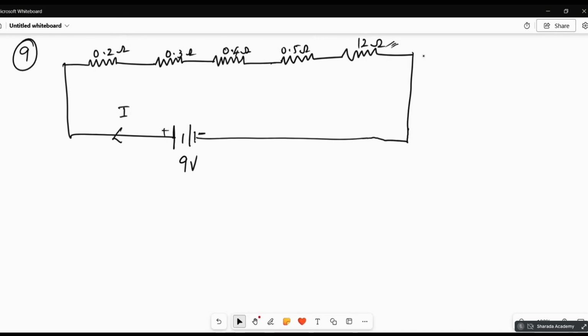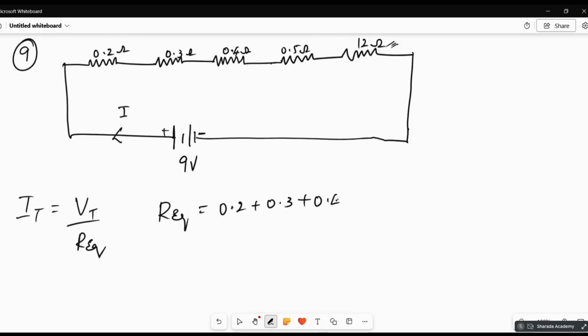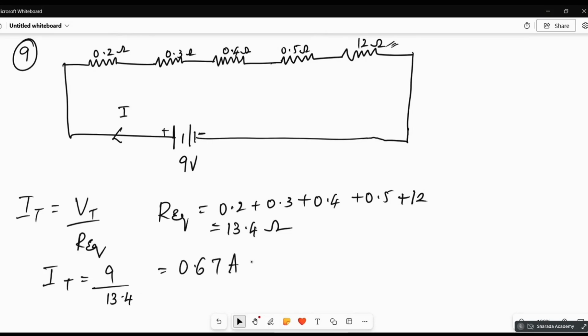So for the 12 ohm resistor, find the equivalent resistance, then find the current. Total current will be equal to total voltage by R equivalent. Voltage is 9 volts. R equivalent is 13.4 ohms. So current is equal to 9 by 13.4, so it is 0.67 amps.